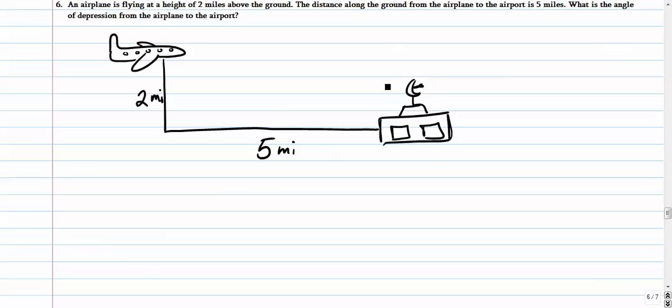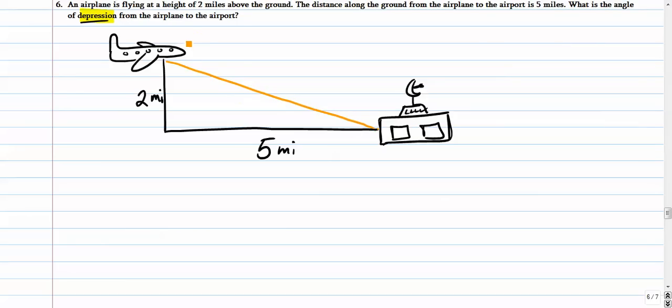Right, it's like a radar. The air traffic controllers are sitting up there, and they're directing air traffic. What is the angle of depression? That's a new word. Angle of depression from the airplane to the airport. All right, so here's what I want you to do. I want you to connect the airport to the airplane using a straight line.